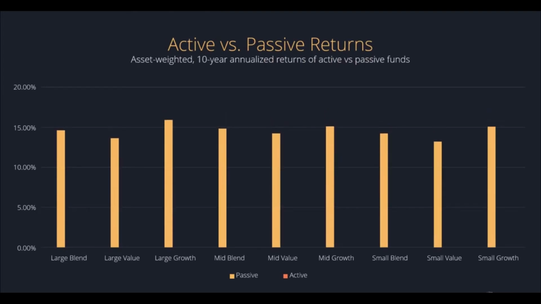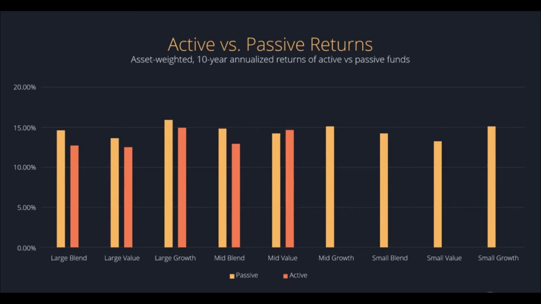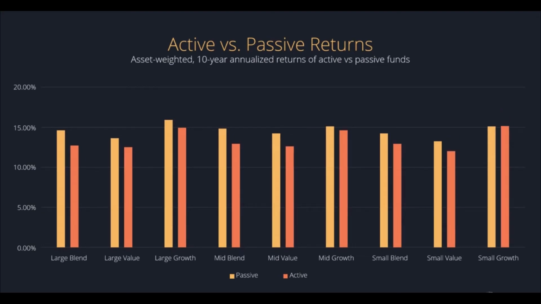This is looking at the asset-weighted 10-year annualized returns of active versus passive funds. So, long story short here, just think of this as returns. And you can see across the board, with the exception of small growth, passive returns have exceeded active returns in every single category of stocks. So this is based off of size right now. So we're looking at large stocks, middle-sized stocks, and small-sized stocks based off of market cap.